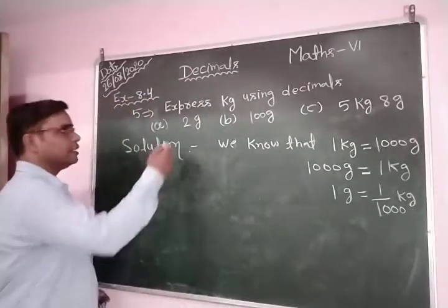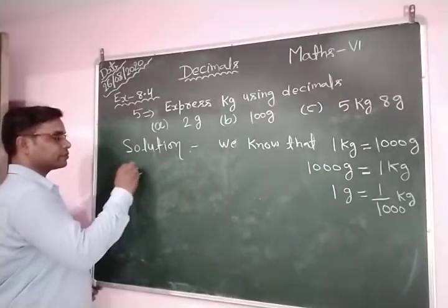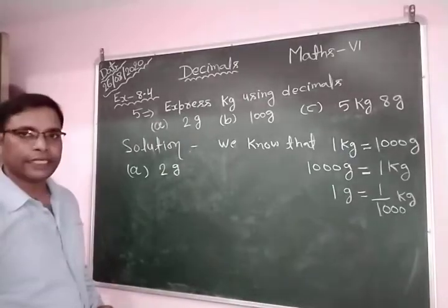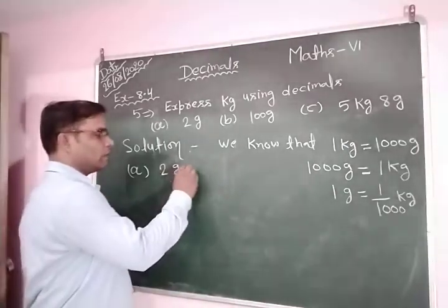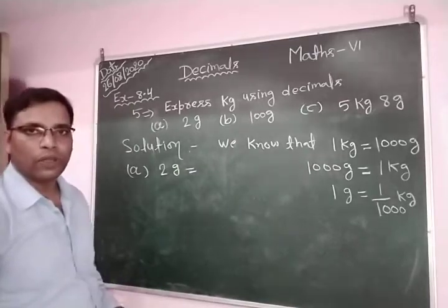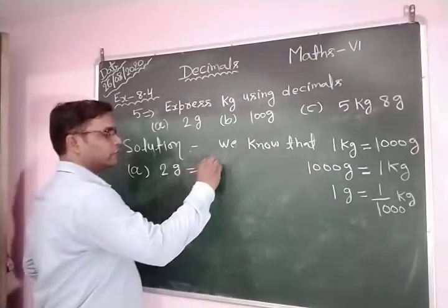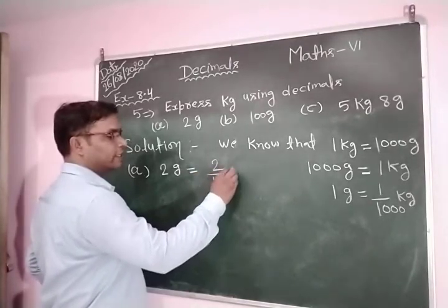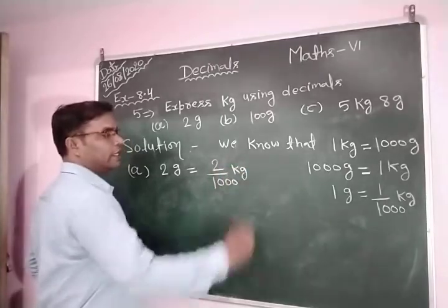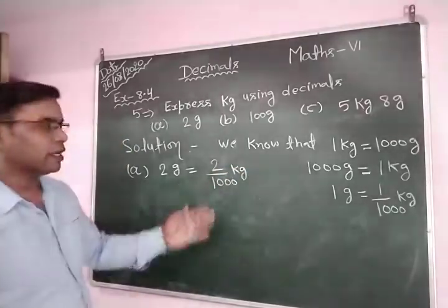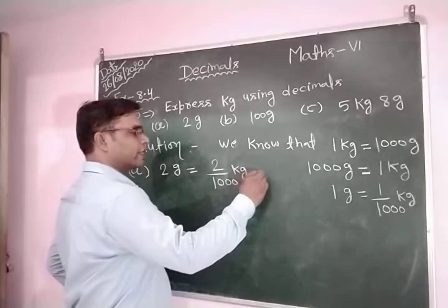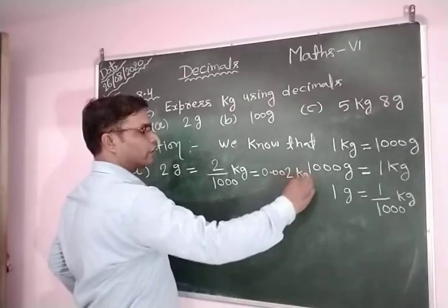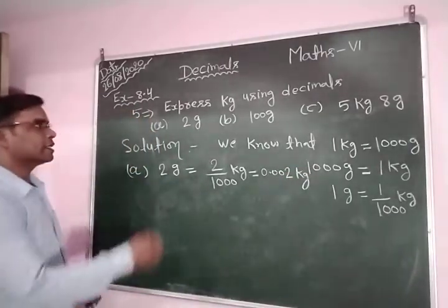In the A part, 2 grams is given. We need to convert it into kilograms. We have 1 gram is equal to 1 by 1000 kilogram. So 2 grams becomes 2 by 1000, which is equal to 2 by 1000 kilogram, or simply you can write it as 0.002 kilograms.